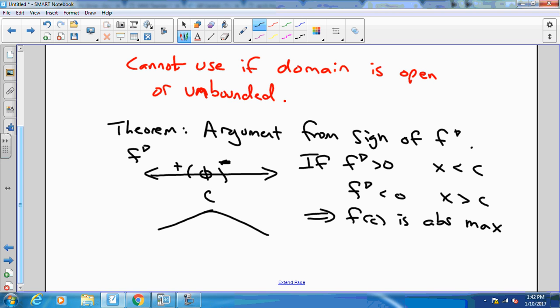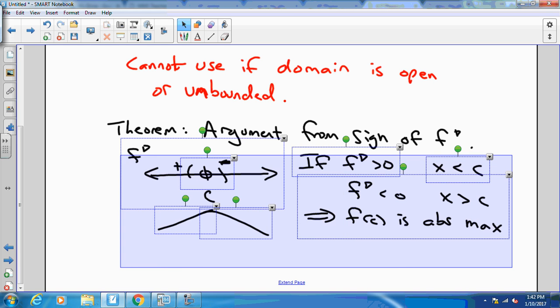Yes? What is the difference between absolute max and local? An absolute max is the largest value on the domain. Whereas a local max is going to be the largest value on an open interval containing x equals c. So for this one, c is the local max, but also absolute. F of c is, yes. We always say that the f values are the maxes, right?